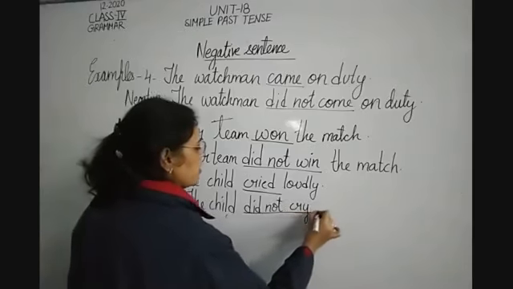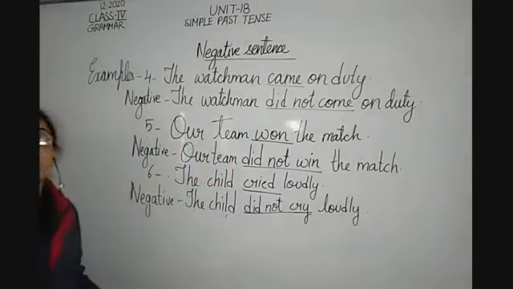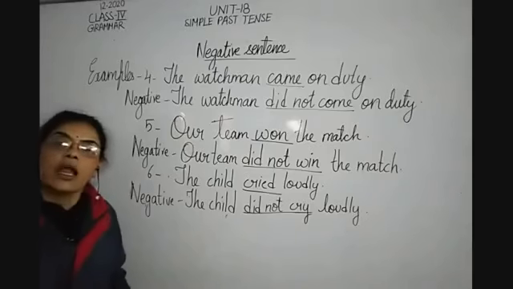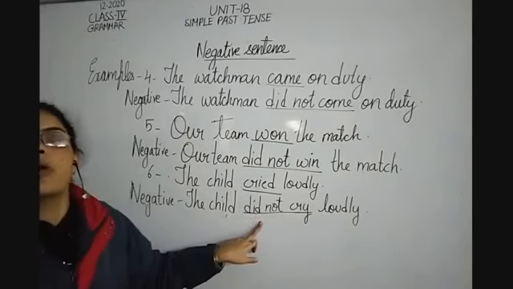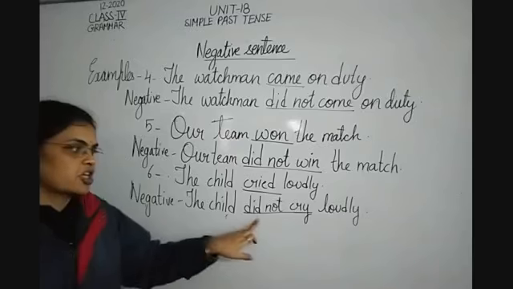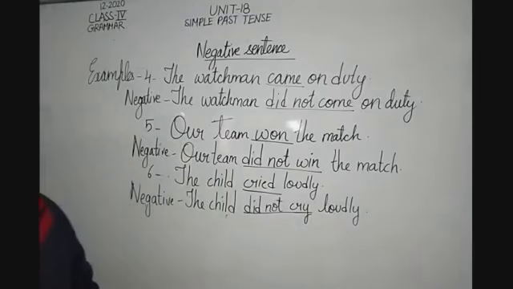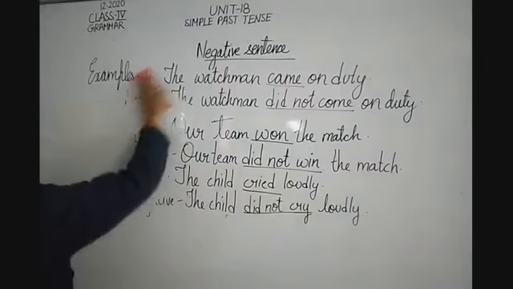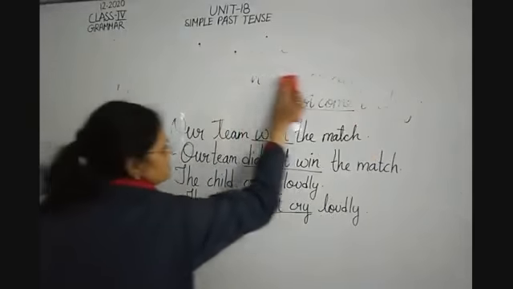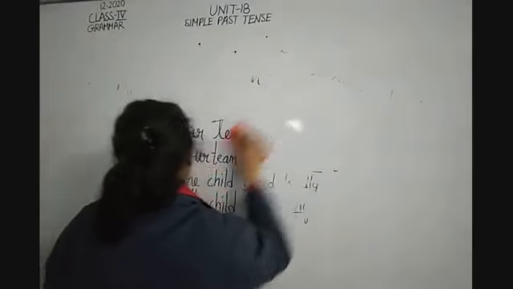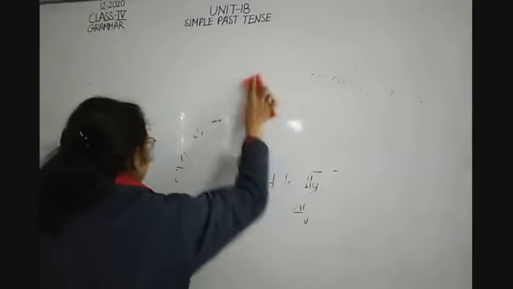Then the root form of cry is cry. Underline it. Loudly. So the child did not cry loudly. Cry का क्या कर दिया? Cry. Did not add कर दिया. Root form of the verb से after the subject did not plus the root form of the verb, then the remaining sentence. Fine. So I hope now you all can frame negative sentences. So let's start our next exercise, which is based on negative sentences in past tense.